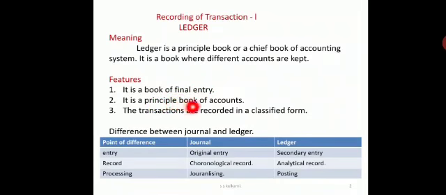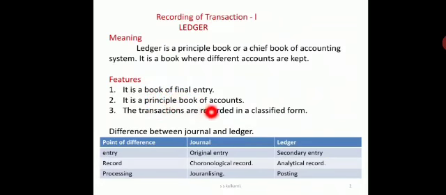Next, it is a principal book of account. When I say principal book of account, all my transactions are recorded at the same place. I need not go through the journal every now and then to get the information of a particular liability or an asset. Therefore, it is treated as a principal book, because all the entries are recorded at a particular spot.